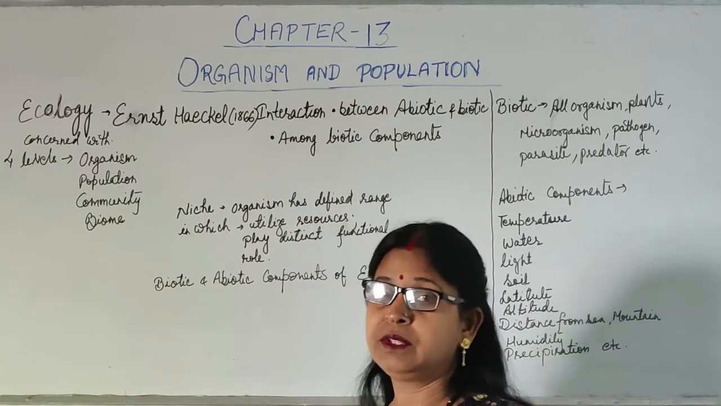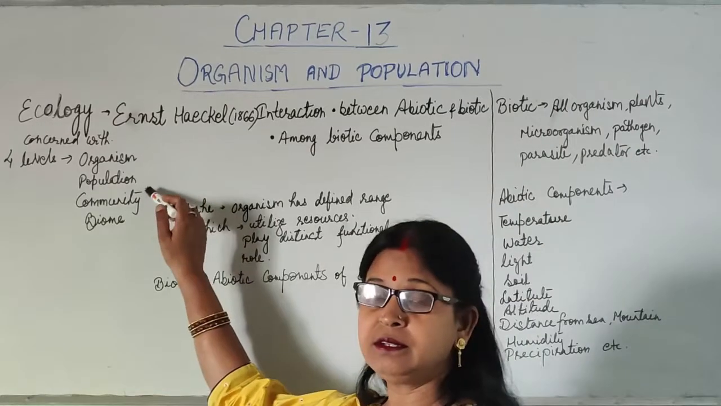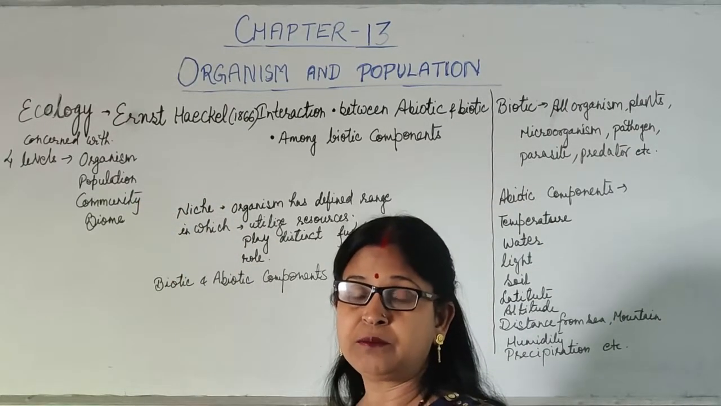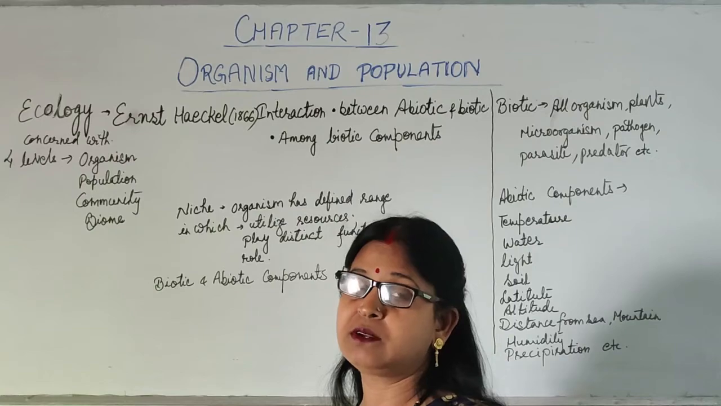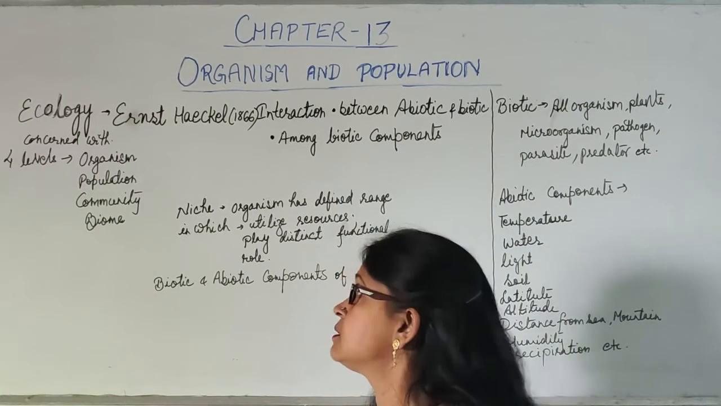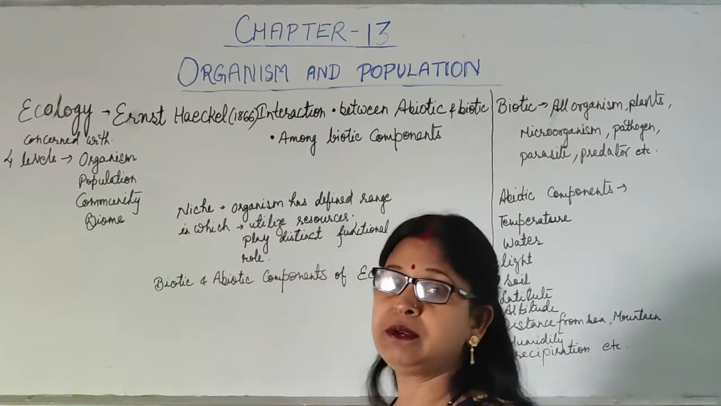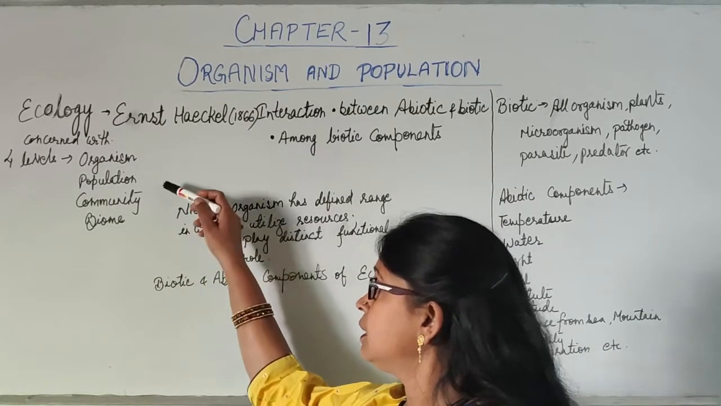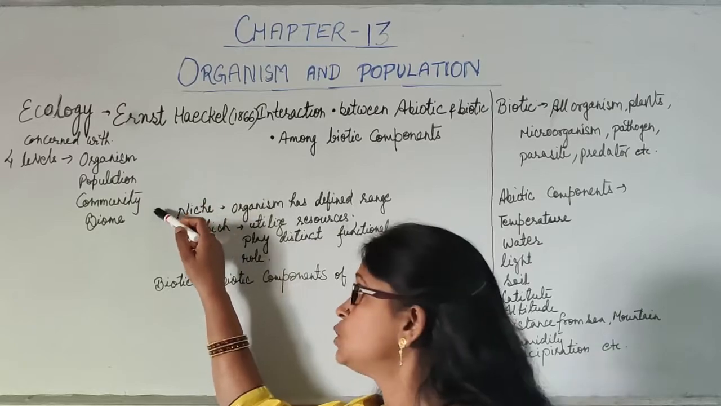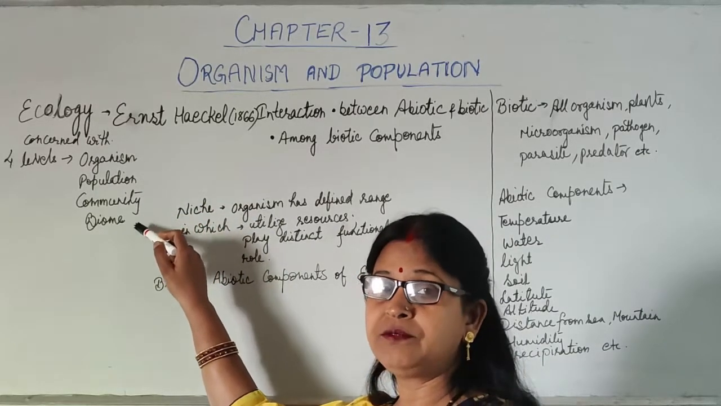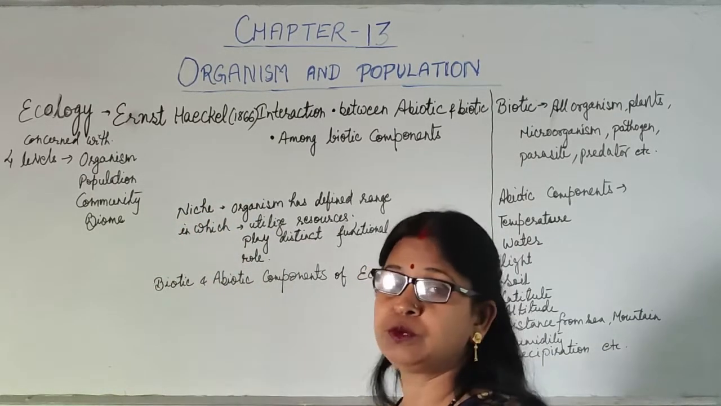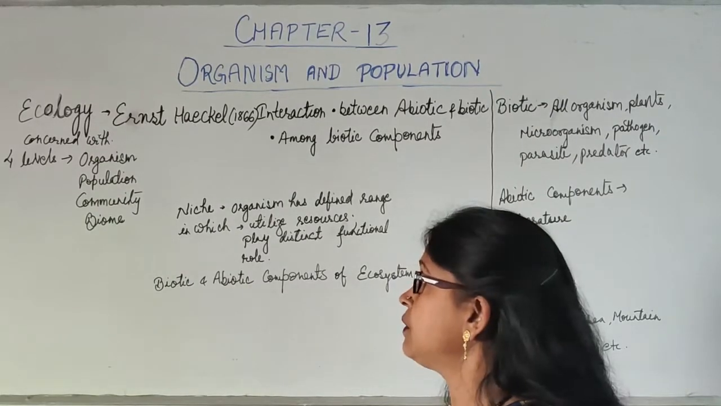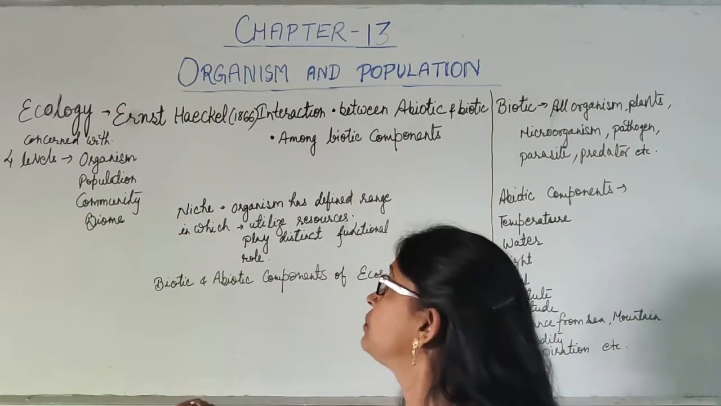Single organism, when it is single organism, and then the population: that particular group of organisms, that is a species, is known as a population. For example, tiger population or deer population. Then different populations will constitute a community, and different communities will constitute a biome. So in this way, all of these are related.